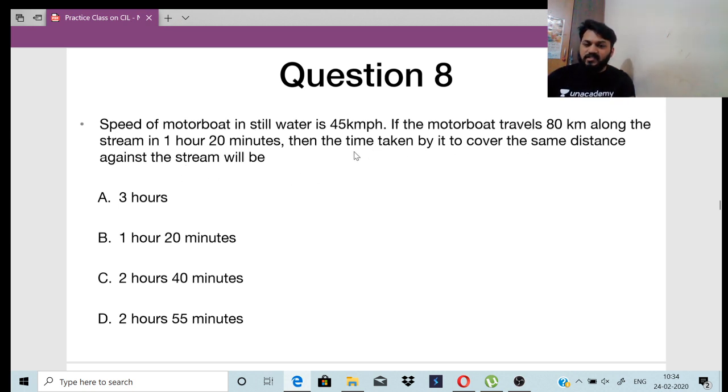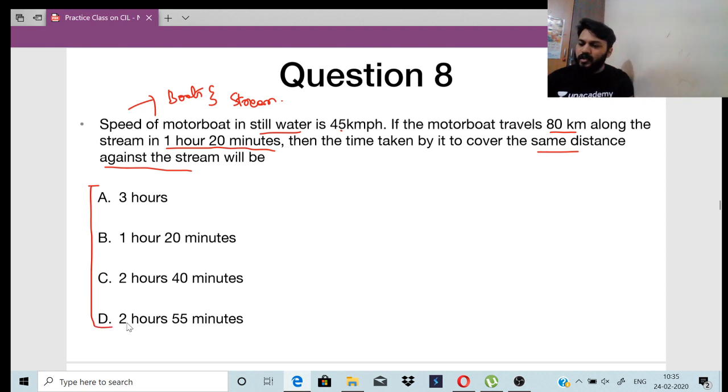Okay, same distance against the stream, opposite the stream, and this is boats and streams. Don't confuse it with speed, trains and distances. Problems on trains nahi hai, these are boats and streams. Speed of boat in still water is 45 km/h. If it travels 80 km along the stream in 1 hour 20 minutes, what will be the time taken by it to cover the same distance against the stream? 4 options, right? चलो बताओ आंसर.